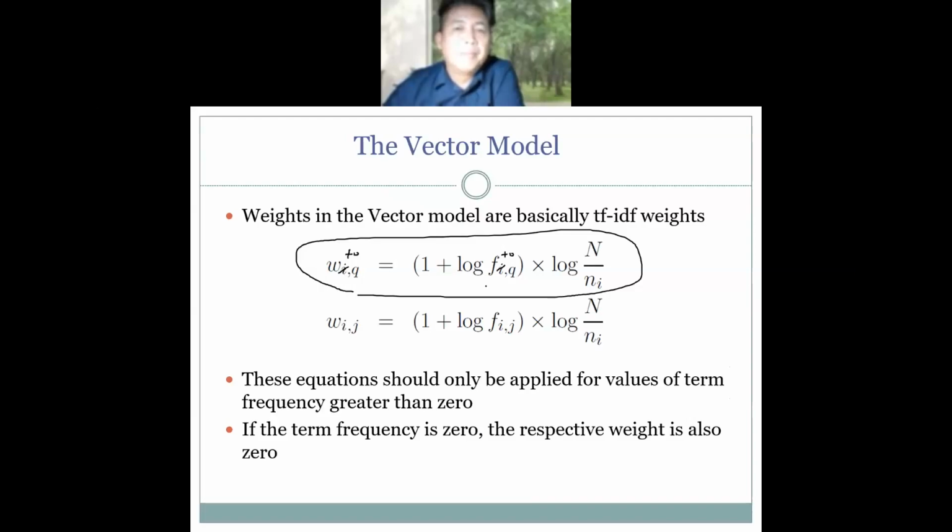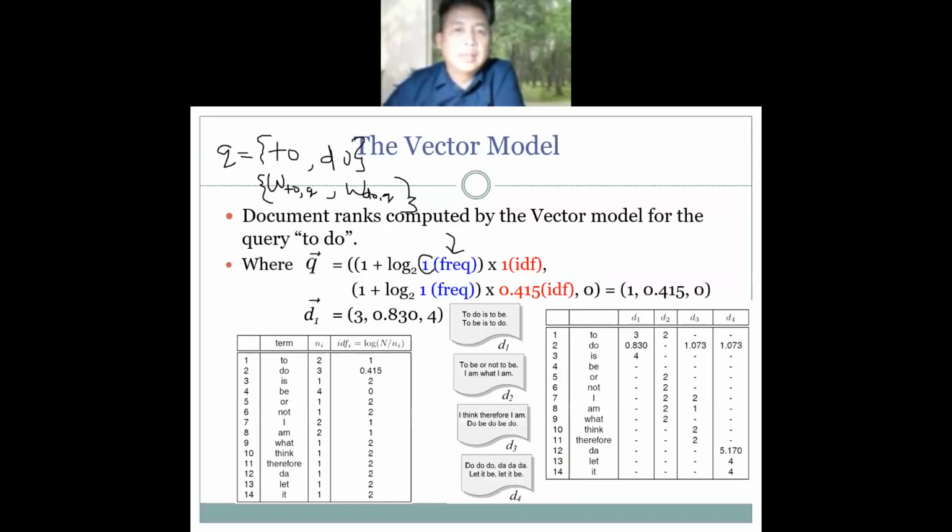Okay, so how many times does 2 exist in the query? Only one time. That's why here this is 1. This whole part here is trying to find the weightage for 2 in the query, and then this one is the weightage of do in the query.